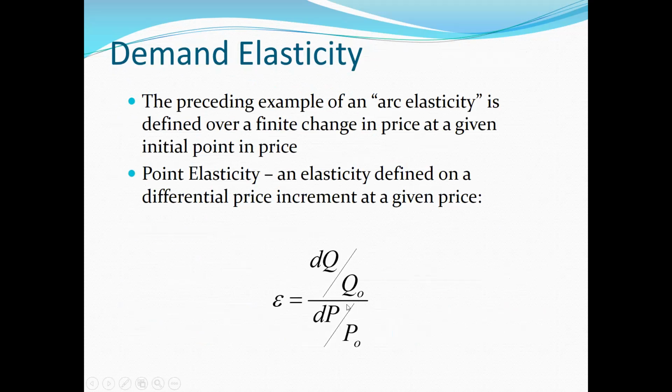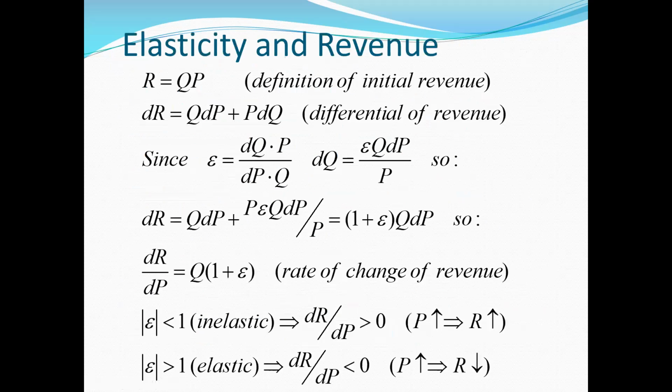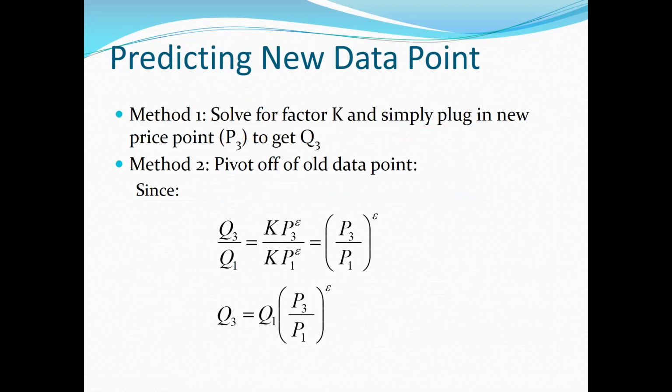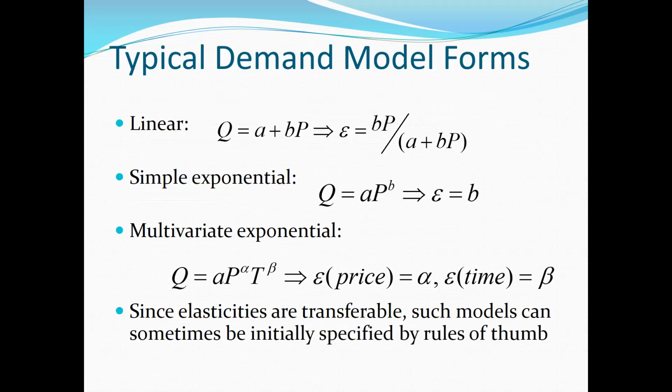dQ over dP, P naught over Q naught. So if you know, at any given price point, you could figure out the elasticity. Let me try to see if I can show you how that formula comes to be.